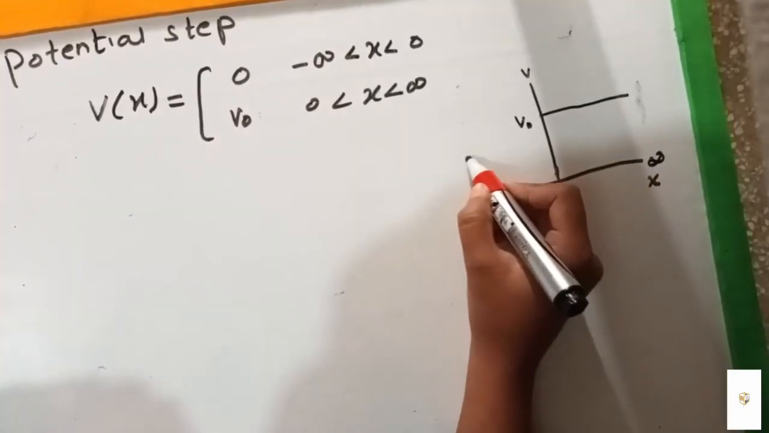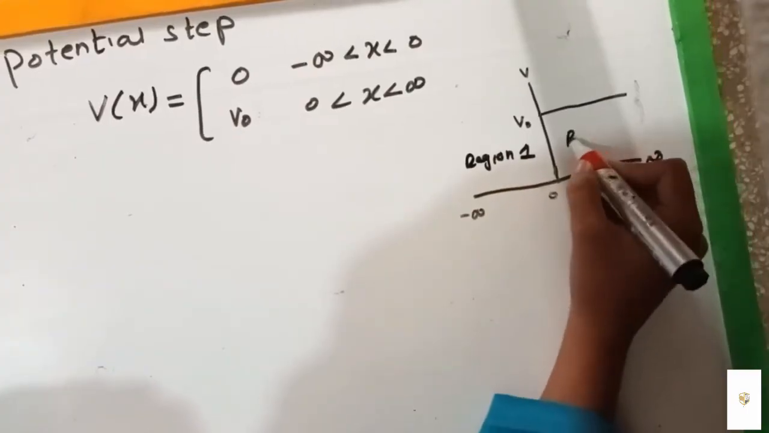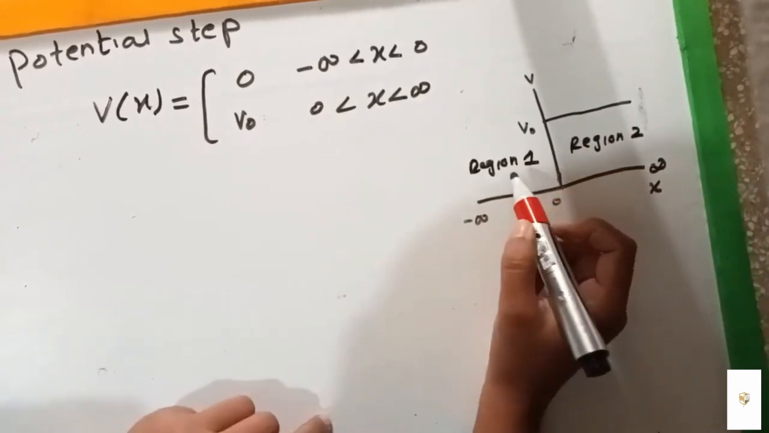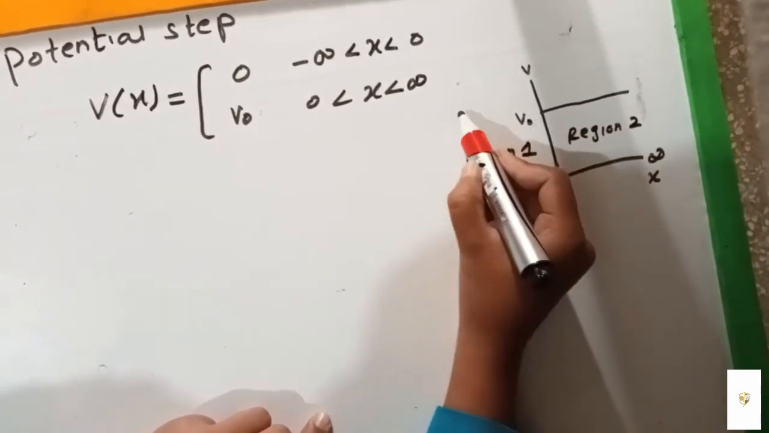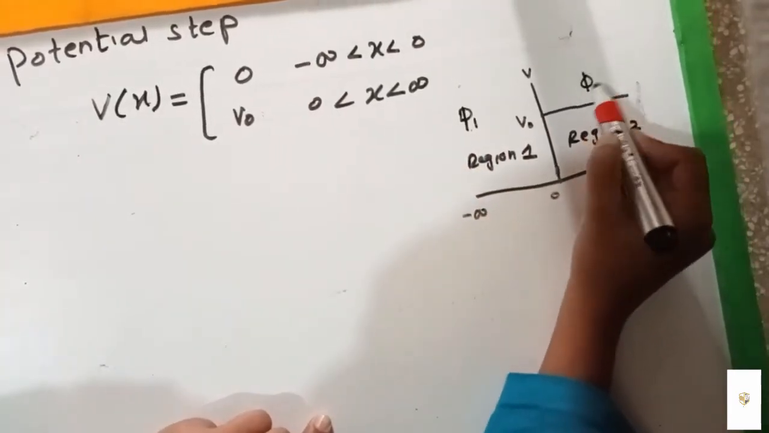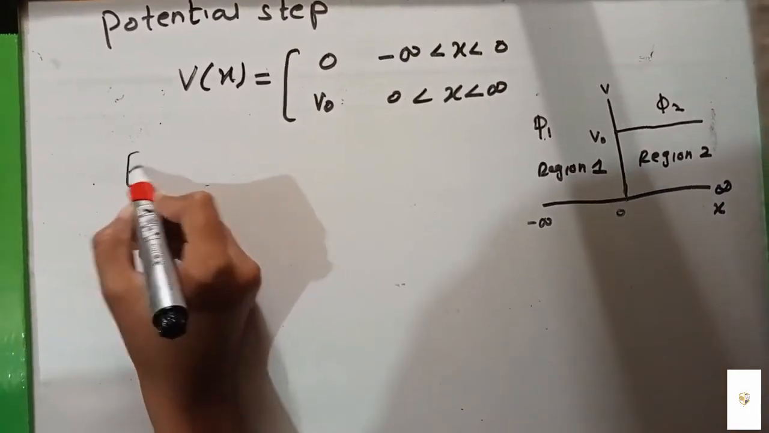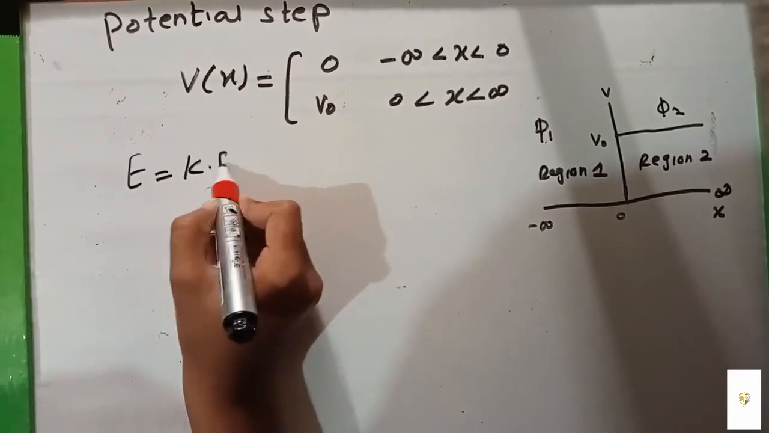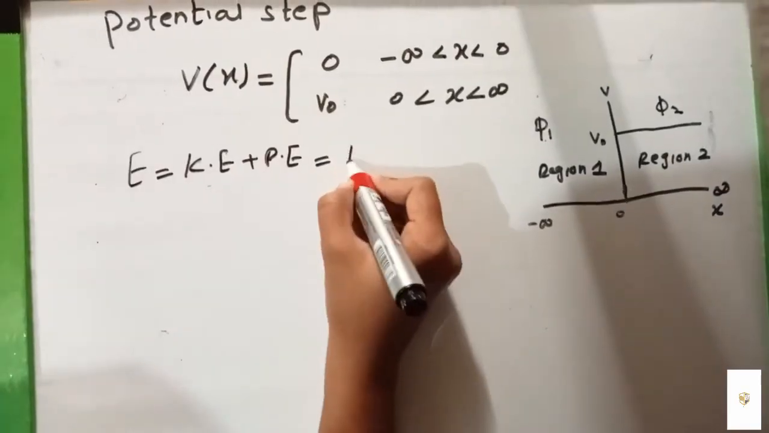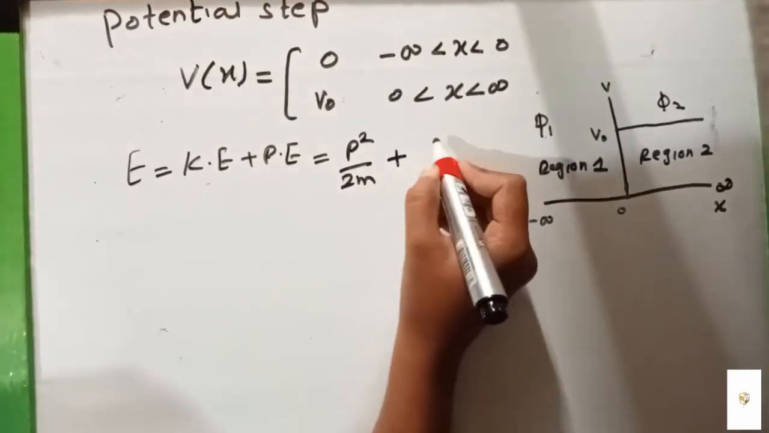We call this region 1 and we call this region 2. For region 1, we have state function phi1, and for region 2, we have state function phi2. Energy is equal to kinetic energy plus potential energy, and kinetic energy is equal to P square over 2m.